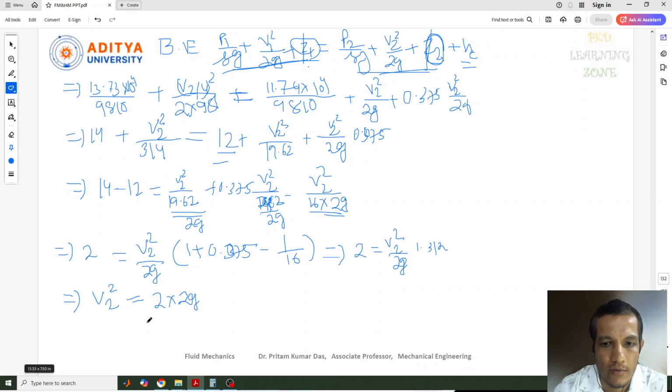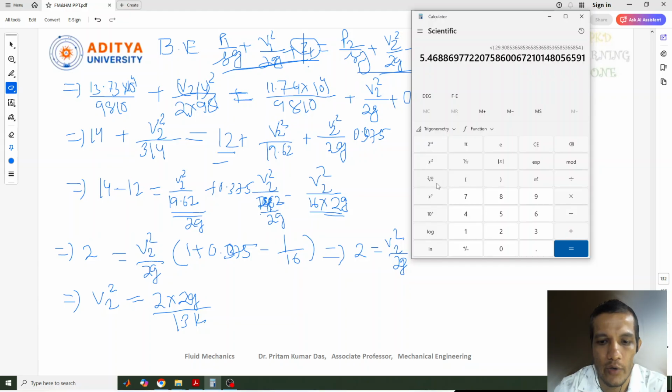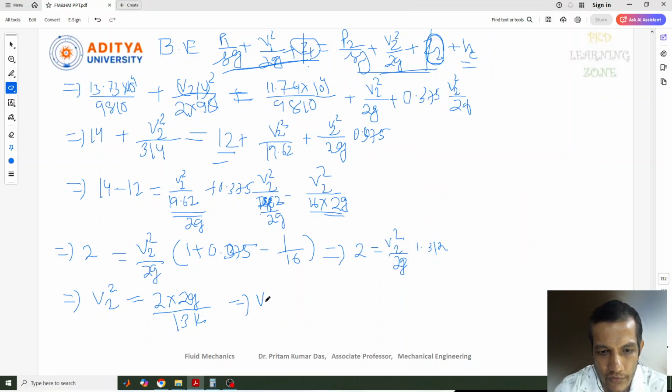So now we will divide it here, 1.312. Let's see how much is coming. 2 into 9.81, divided by 1.312, 29.9. So 29.9, root over of this is 5.46. So now V2 equal to 5.46 meter per second. So this is the velocity.